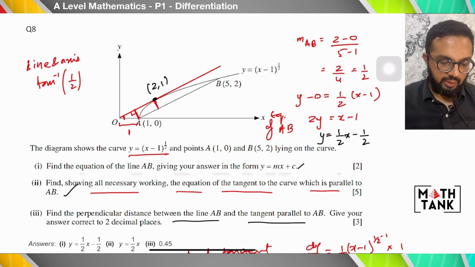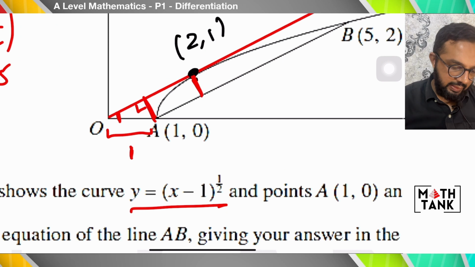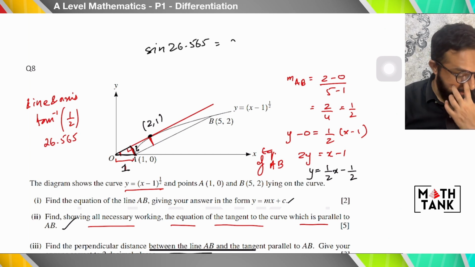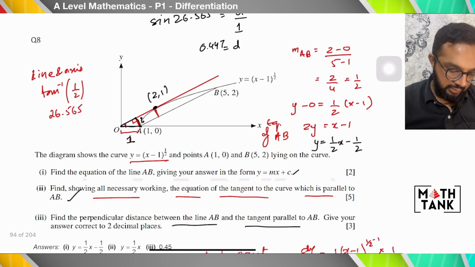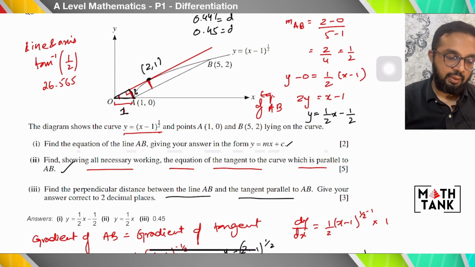Tan inverse of half gives me 26.565. Okay, then I can say that since I have this triangle, this is the right triangle. The hypotenuse is 1. I want to find out the perpendicular, so I'm going to say that sine 26.565 equals distance over 1. So it is sine of 26.565. That's 0.447. Yeah, correct to two decimal places is 0.45. Okay.